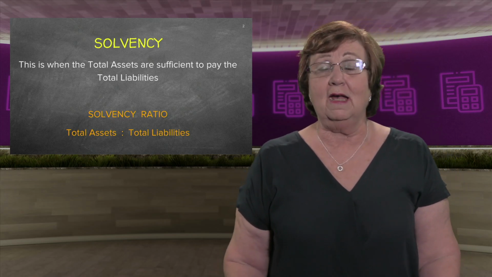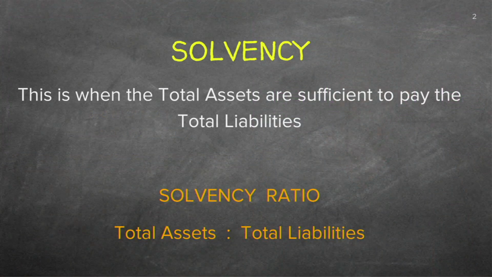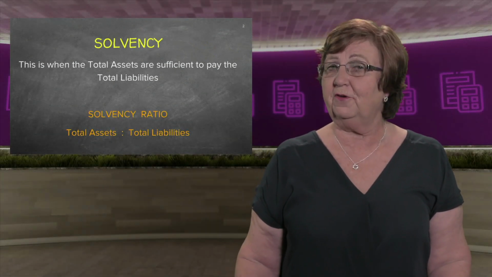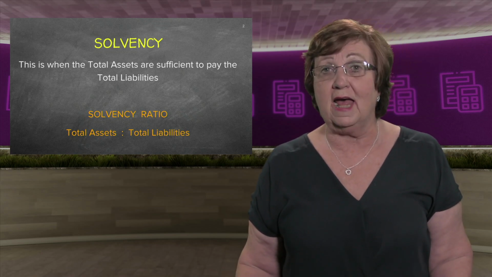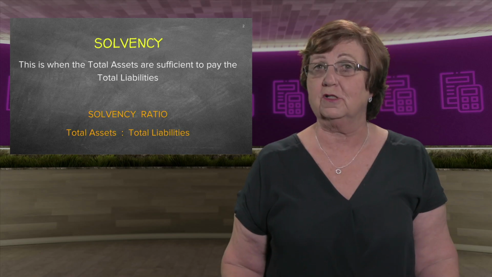So solvency is when my assets are sufficient to pay my liabilities. And here I am referring to total assets. Of course, my total assets would be my non-current assets, my financial assets, and my current assets, as opposed to my total liabilities, which would be my non-current liabilities and my current liabilities. So the solvency ratio is a very easy one, and it's total assets as opposed to total liabilities.